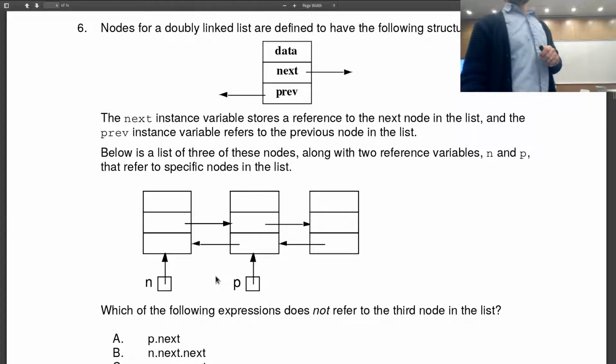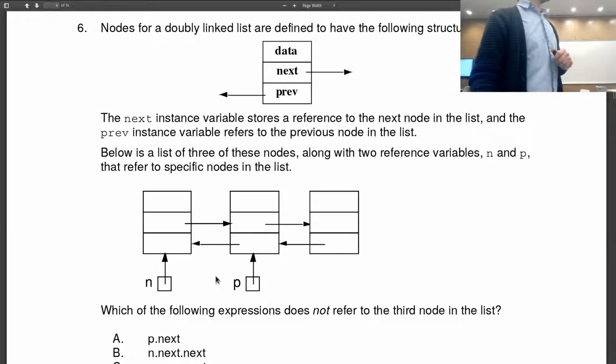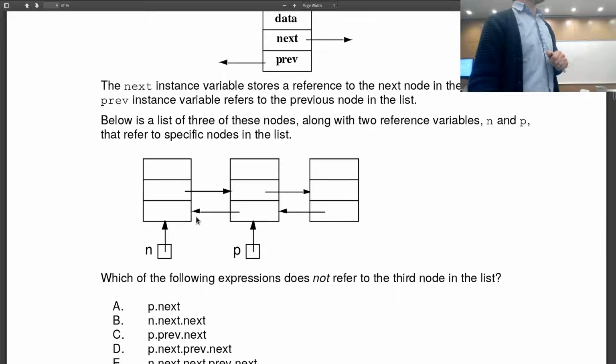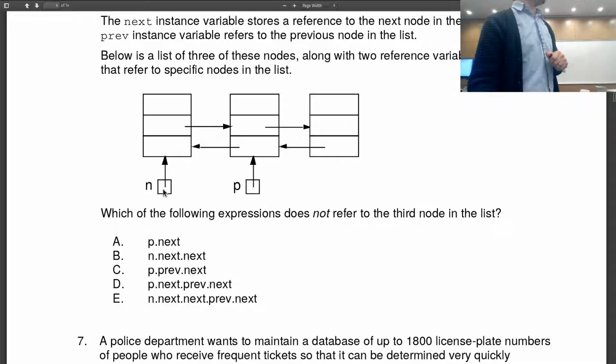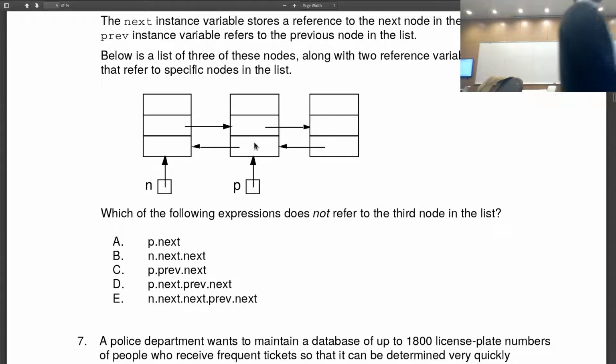All right, so nodes for a doubly linked list are defined by the following structure. You've got your data on top, then your next pointer, then your previous pointer. Below is a list of nodes. This is node n, this is node p. N's.next is p, and P's.next is this third guy, and then they've got their previous links. Just a list of 3 items, one of which is defined as n, one of which is defined by p.